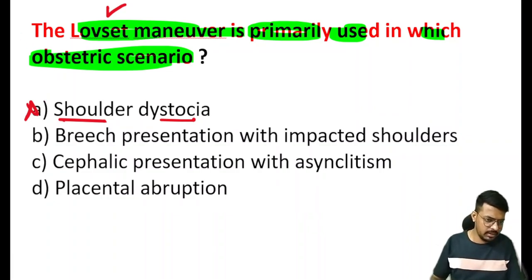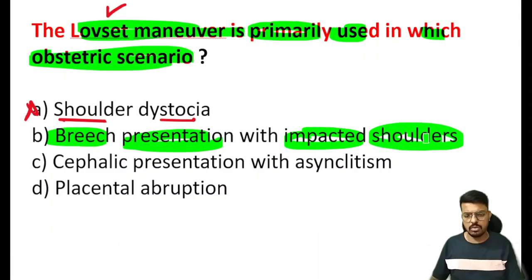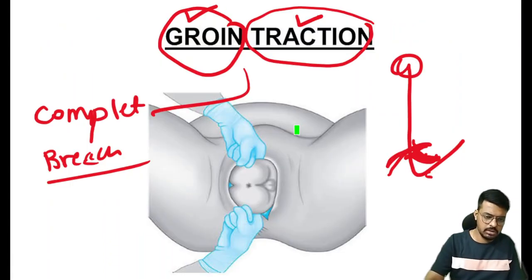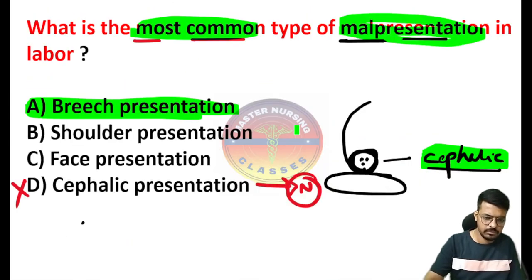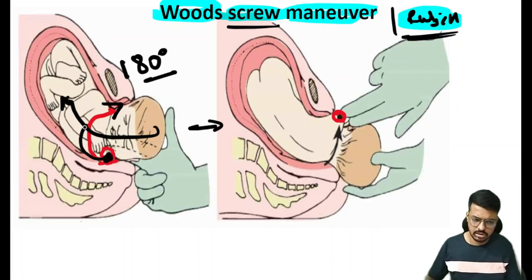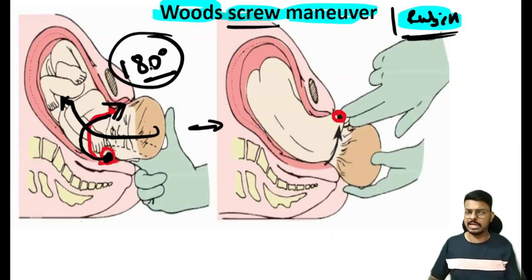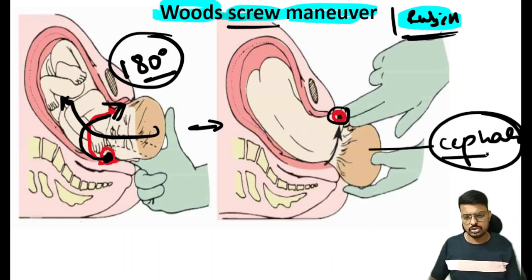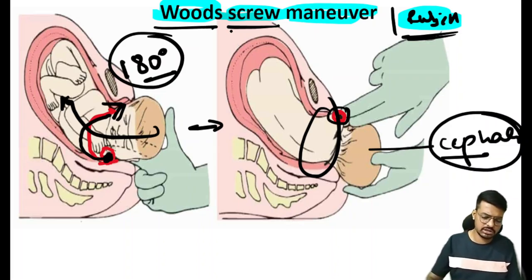Yes, the Lovset maneuver is used in breech presentation with impacted shoulder. What does it mean? Previously, while telling the wood corkscrew maneuver, I told you to rotate so that the posterior shoulder comes to the anterior 180 degrees, in yesterday's class. Then I delivered the shoulder. But this is in the condition of cephalic presentation. So to deliver the shoulder in shoulder dystocia in cephalic presentation, the wood corkscrew maneuver is used.